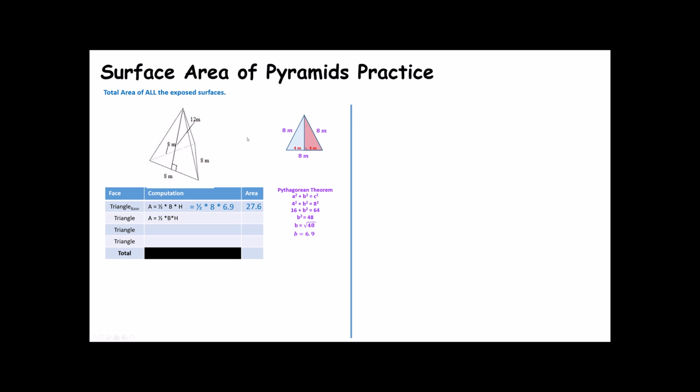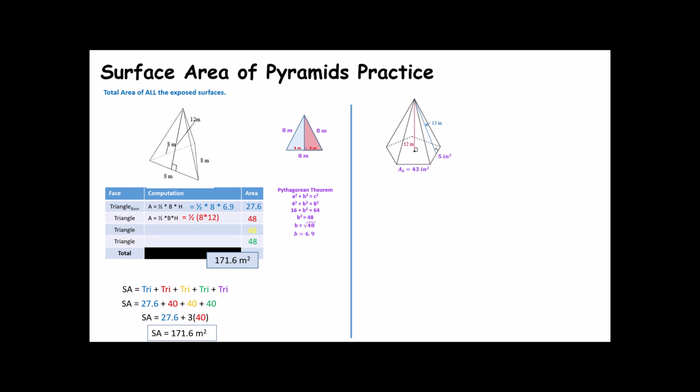Fortunately, that's the hardest part of the problem, because the other triangles are all bases of 8 and heights of 12. Which makes them all 48s for a surface area of 171.6 meters squared. And once again, you can either do it in the table or you can do it using the formula form, 171.6 meters squared.